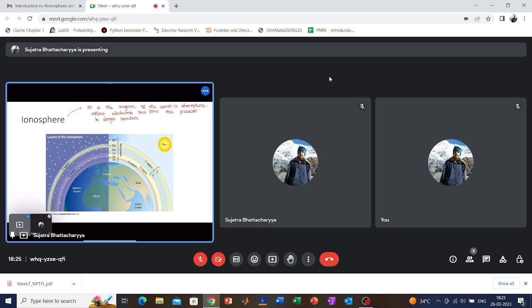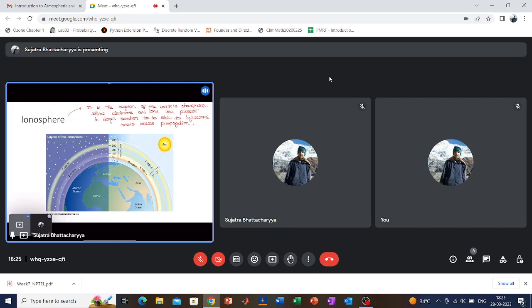And what is the utility of this ionosphere? It is that large numbers to be able to influence radio waves propagation. I will come to this radio waves propagation later in this problem solving session. So ionosphere essentially is nothing but a layer in the atmosphere where you can find a large number of electrons and ions.